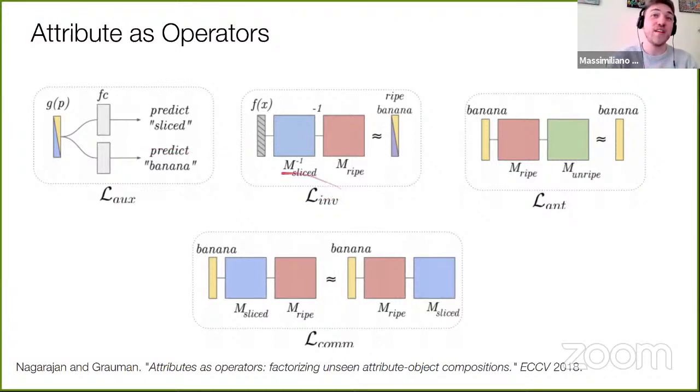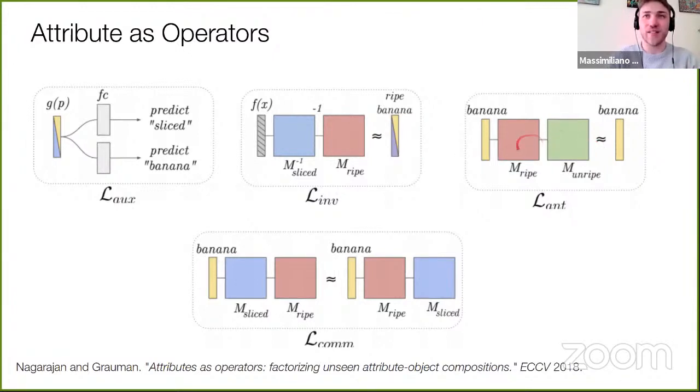Another thing can be the inverse. So if you take f of x, an image containing an object that is sliced, and you take out the sliced state through this matrix, the inverse of obviously the sliced operation, and then you add the ripe state, you should obtain a vector that is close to ripe banana with respect to sliced banana that was the starting point. And you can do the same in different ways.